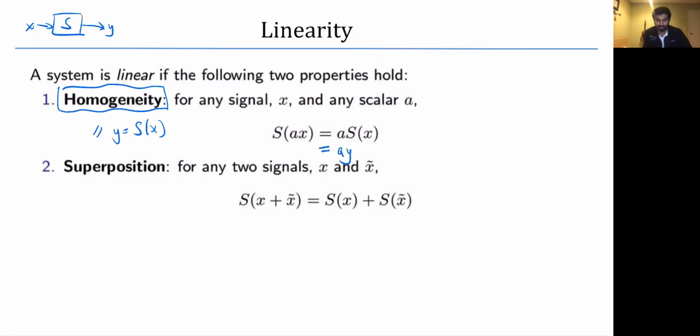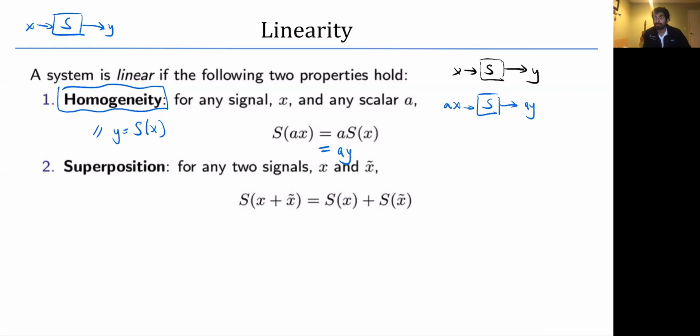So if we were to take a look at what the block diagram looks like, we have, once again, X going in to a system to give you Y. And if I scale that, I can take AX. So let's use blue to show you that this is the homogeneity property. So if I have AX, this goes in to the system S to give you AY. All right, so this is an example of the homogeneity property.